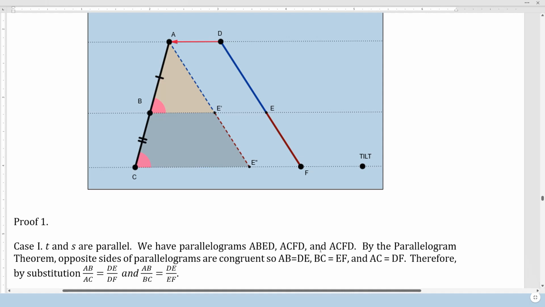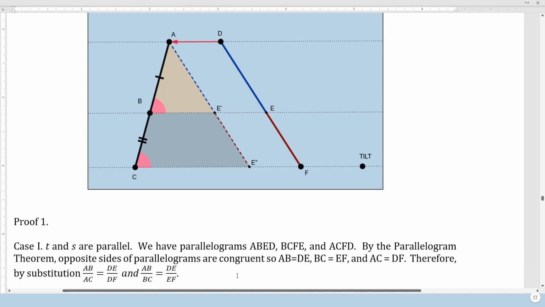Yeah, oh, I've written that one twice. I meant to say BCFE for the second one. And from that one, we get BC congruent to EF. And the last one, ACFD, that's congruent to sides there, opposite sides, so AC congruent to DF.